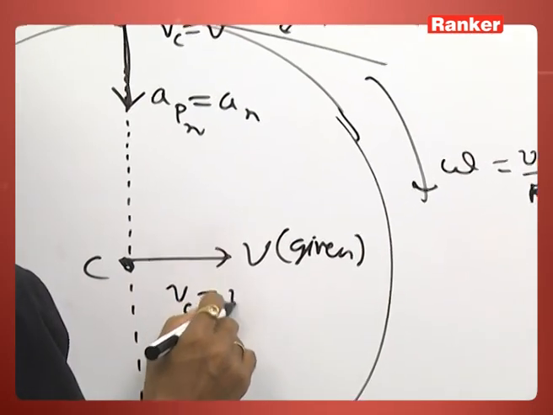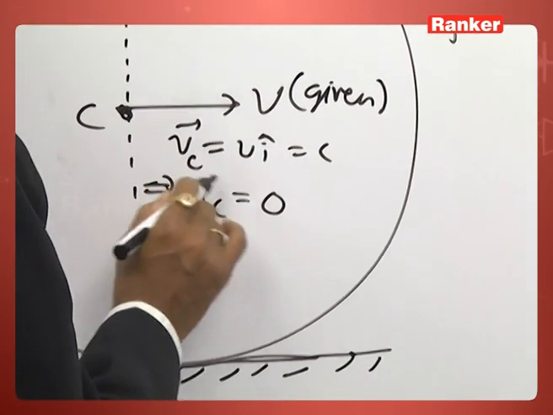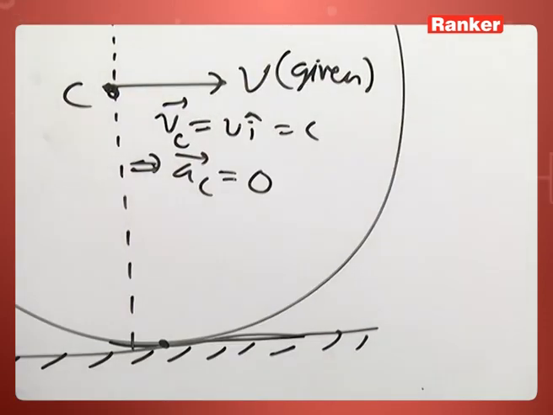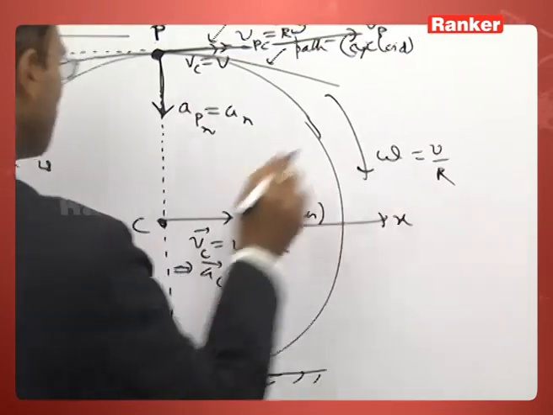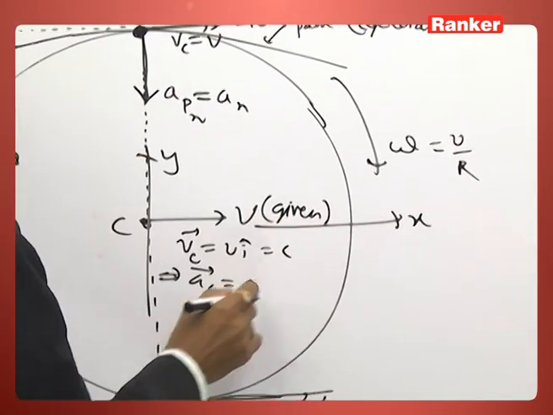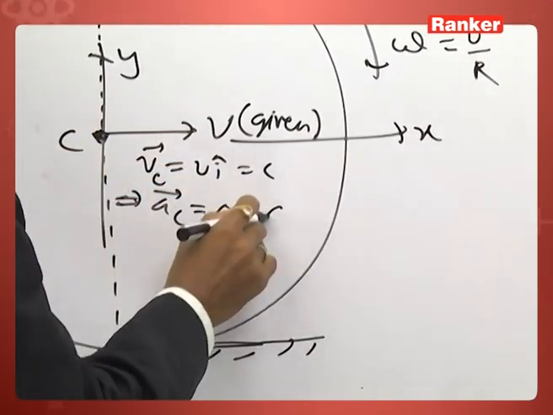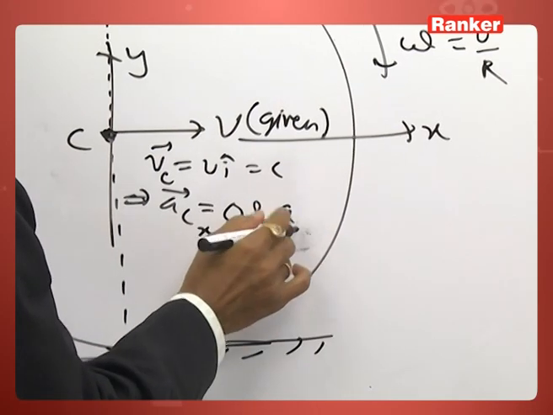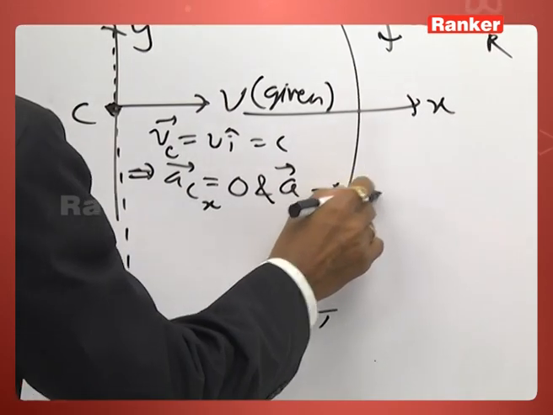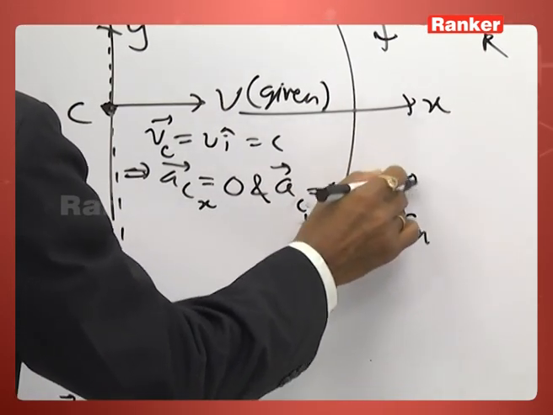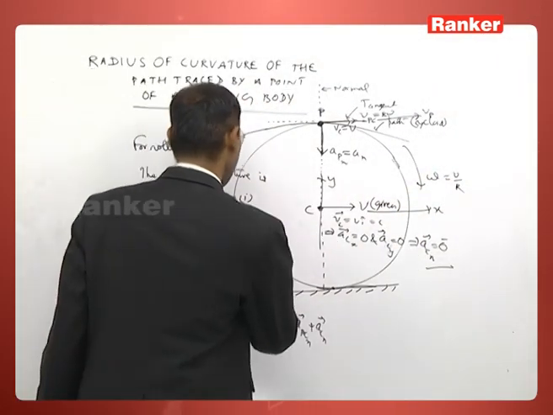velocity of the point c is a constant quantity, acceleration of this point c is equal to 0. Along which direction? Along x direction, along y direction. Along x direction, its acceleration is 0. Along y direction also, acceleration of the point c is 0. Y direction is nothing but normal direction. Therefore, along normal direction, the acceleration of the point c is 0, since it moves in a straight line.